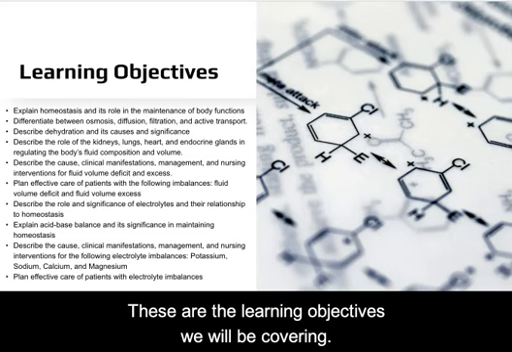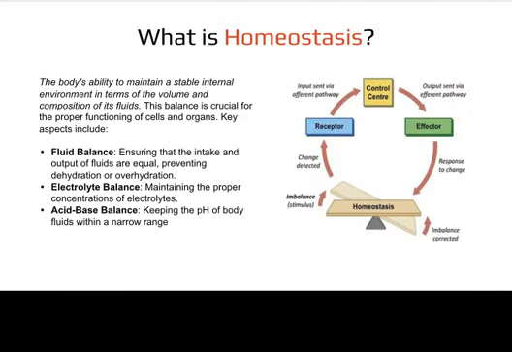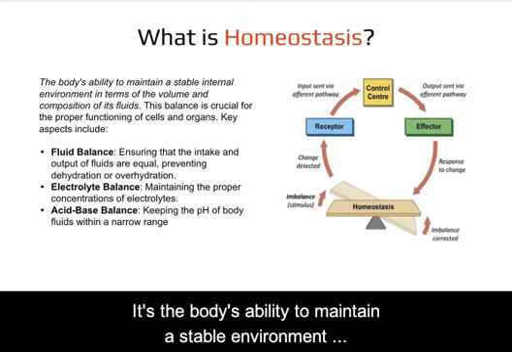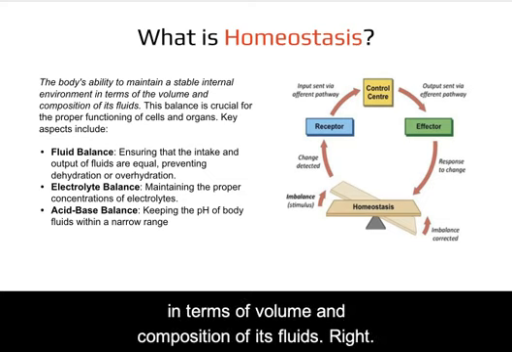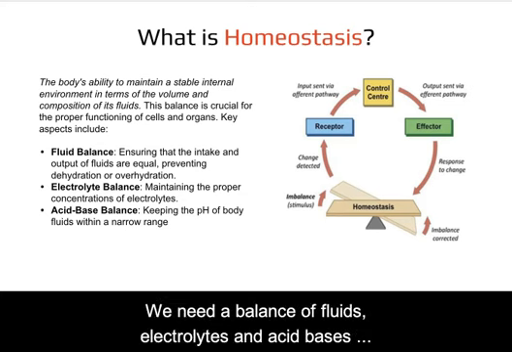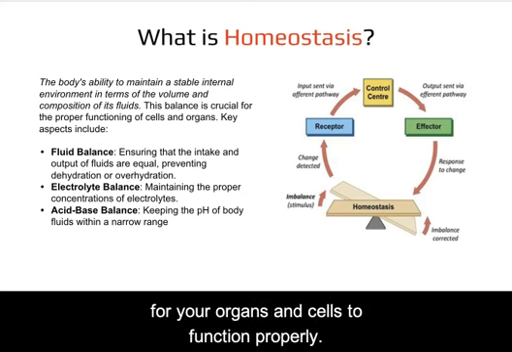These are the learning objectives we will be covering. Let's talk about homeostasis. What is homeostasis? It's the body's ability to maintain a stable environment in terms of volume and composition of its fluids, right? We need a balance of fluids, electrolytes, and acid bases for your organs and cells to function properly.